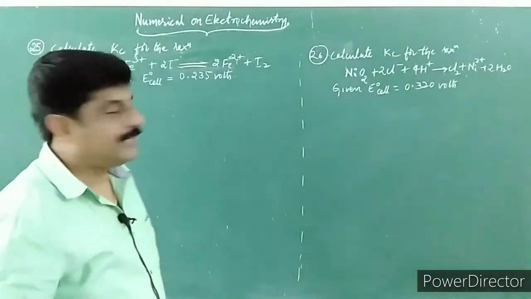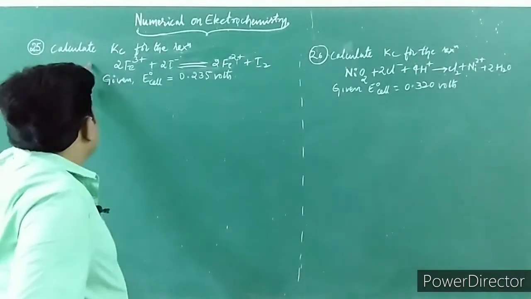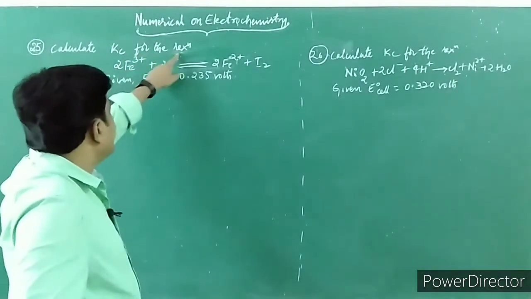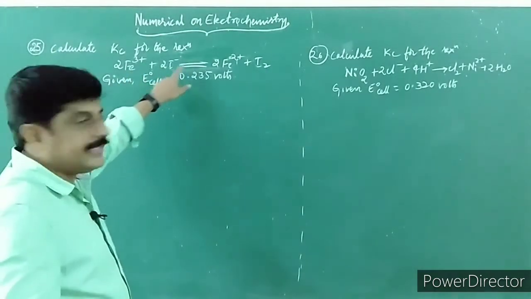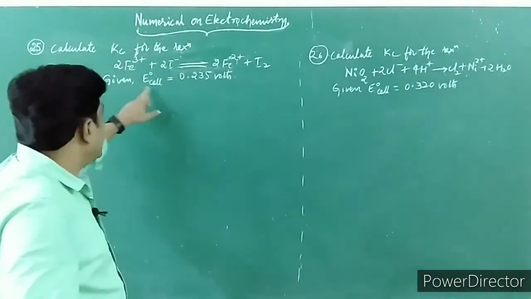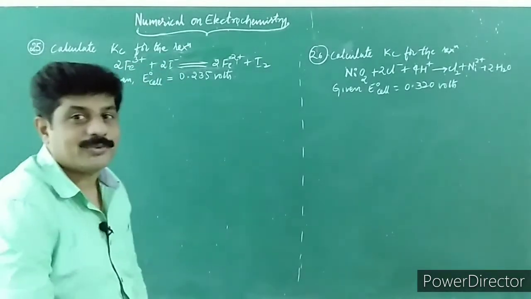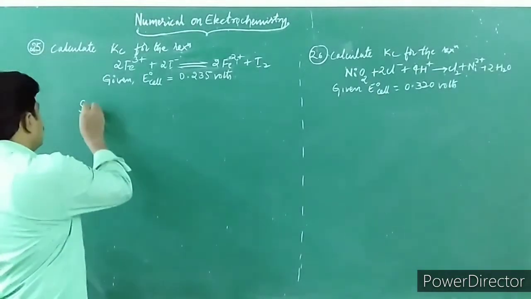Children, let me take up a next numerical on equilibrium constant. Calculate Kc for the reaction 2Fe³⁺ + 2I⁻ giving rise to 2Fe²⁺ + iodine. Given E° of cell is equal to 0.235 volts. Children, let me solve this numerical.